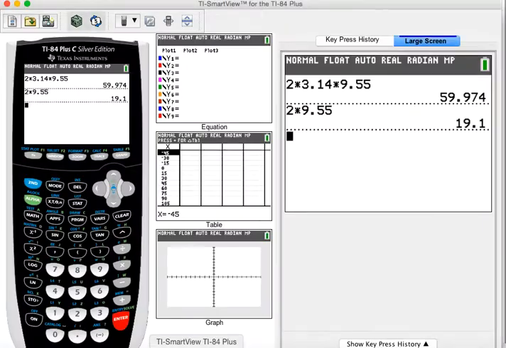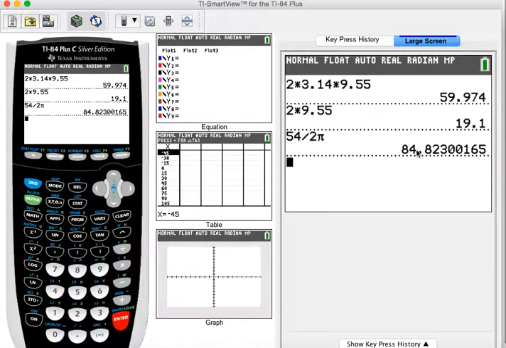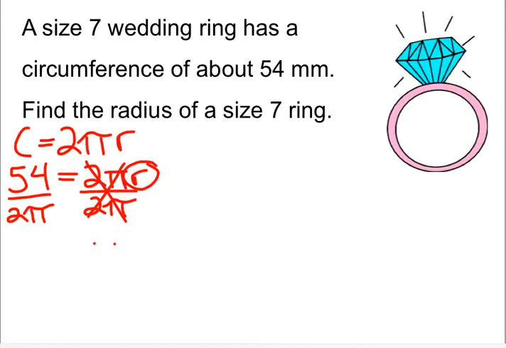But be careful when you do this, because if I do 54 divided by 2 pi, and you can use the pi button if you have it, or just use 3.14 if you don't, it's actually going to give me the wrong answer: 84.8. First of all, that answer doesn't even make any sense, because if we think about the question, the circumference was only 54. How could this distance possibly be 84, even bigger than the circumference? So it doesn't make sense.